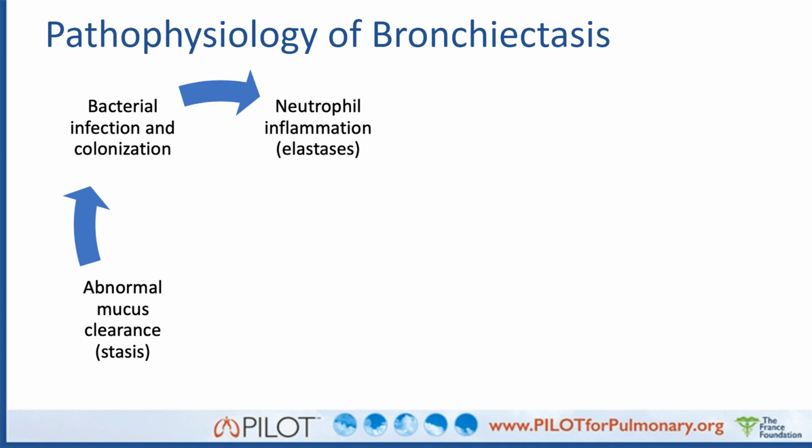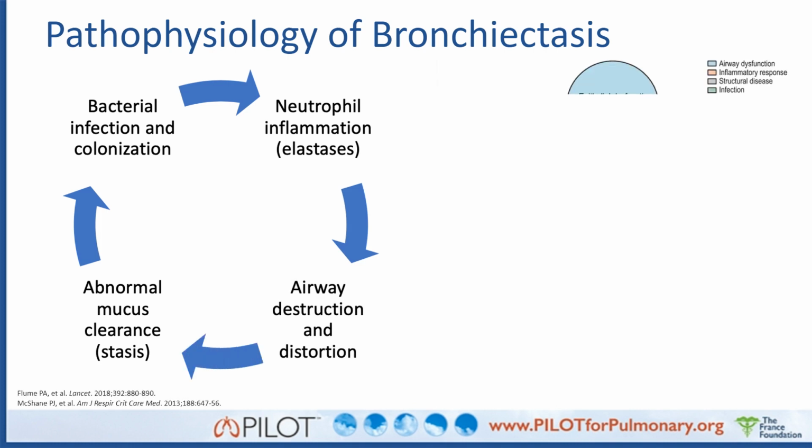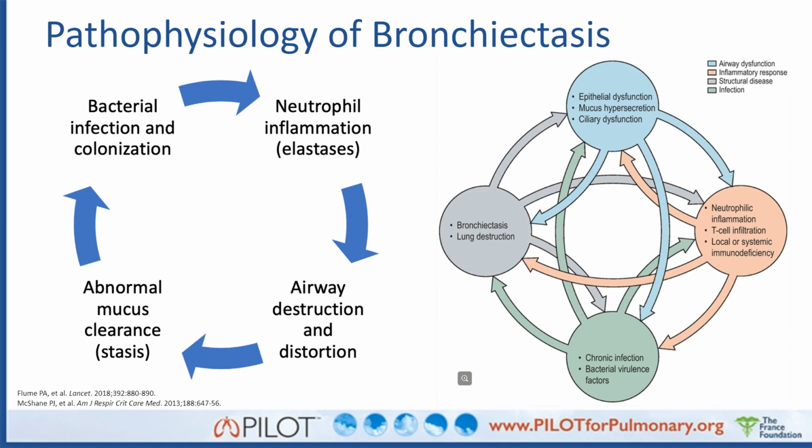The weapons that these neutrophils use are also toxic to normal epithelium. So these elastases and other enzymes are contributing to the inflammation and the destruction and distortion of the airway, which then further complicates clearance. We've come to realize that every one of these steps actually contributes to the others. So for example, if you have an inflammatory response to infection, this inflammatory material actually contributes to the tenacity of this mucus, which makes it more difficult to clear.